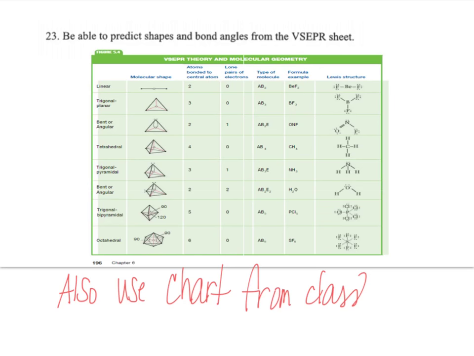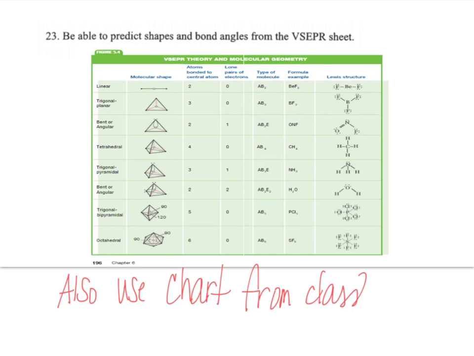So the last thing is be able to predict shapes and bond angles. I put this one in there from the notes because I didn't have the other chart with me at home. But the chart that we filled out in class together, that would be the better chart to study because it actually gives the bond angles, whereas this one doesn't.